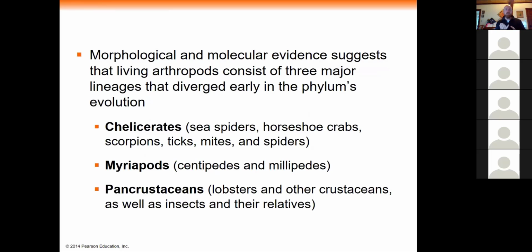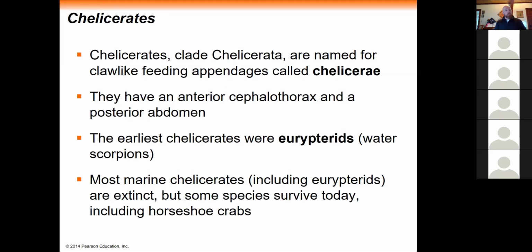We have the myriapods. These are the things with lots of legs. Your millipedes and centipedes. And then we have pancrustacea. Pancrustacea used to be split into more groups, but we found out through molecular evidence that they should be one group, and that includes the lobsters, the crabs, the shrimp, as well as the insects. So crabs and bumblebees are now both in pancrustacea. Pan means everywhere. So we've had to combine them based on the DNA evidence. So we'll go through these groups one at a time.